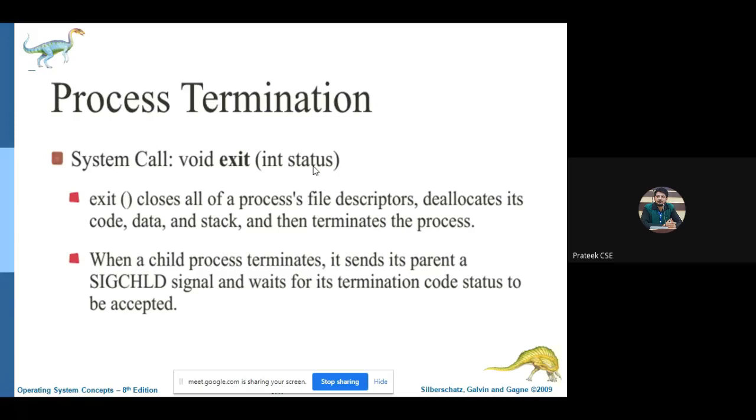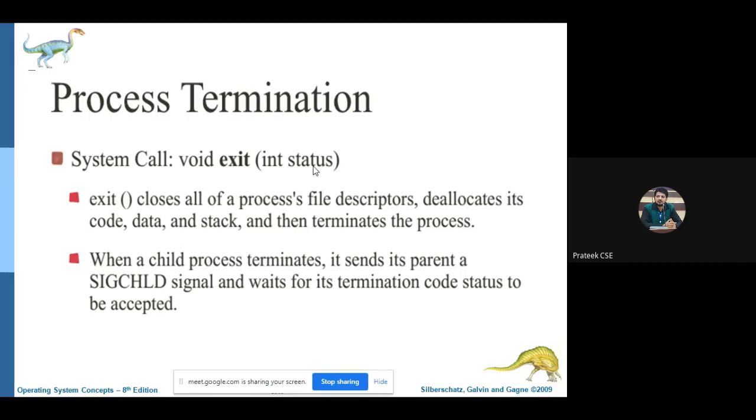So as we all know, a process requires several resources to complete its task, and when the task is completed, we can deallocate or terminate any process using the exit system call. The exit system call is going to deallocate all the resources allocated to that particular process, and then it is going to terminate the process. And the last point is interesting again: whenever a child process terminates, it sends its parent a signal and waits for its termination code status to be accepted.